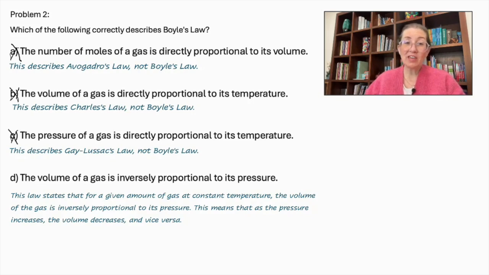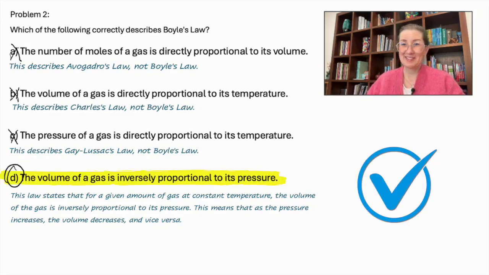The volume of a gas is inversely proportional to its pressure. This law, Boyle's law, states that for a given amount of gas at constant temperature, the volume of the gas is inversely proportional to its pressure. This means that as the pressure increases, the volume decreases and vice versa. Therefore, this is the correct answer.